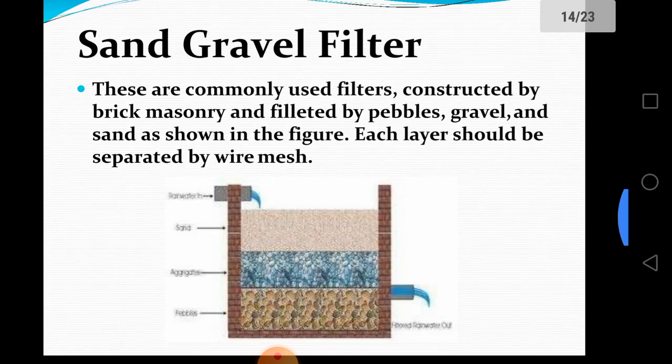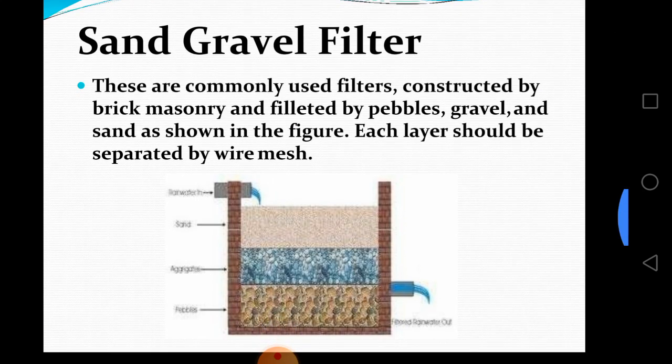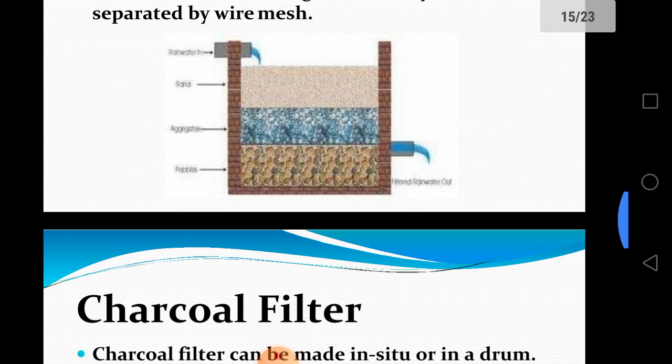For that reason, one system is the sand gravel filter. These are commonly used filters constructed by brick masonry and filled with pebbles, gravel, and sand, as shown in the figure. Each layer should be separated by wire mesh. Below each layer of a given thickness we place wire mesh, and it will filter all the water and give pure water.